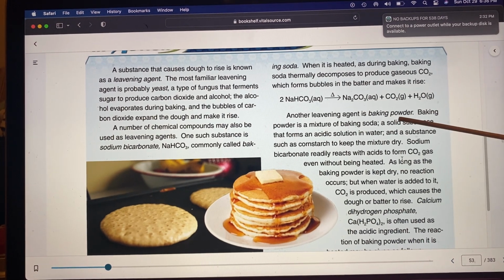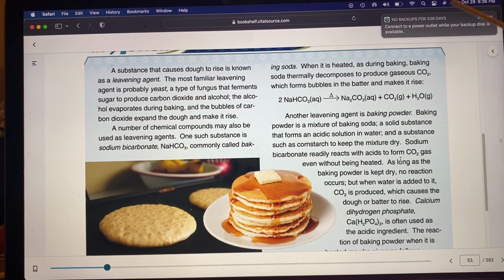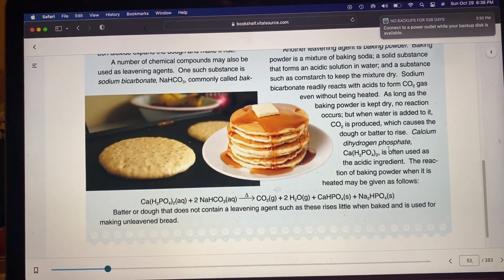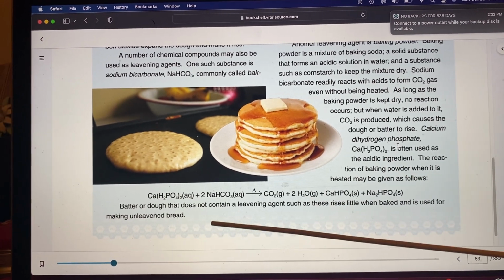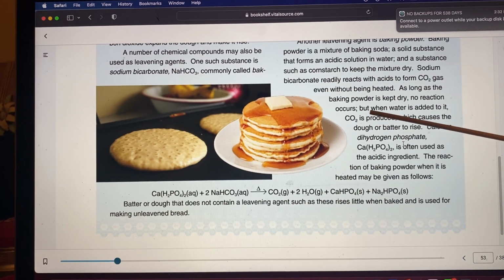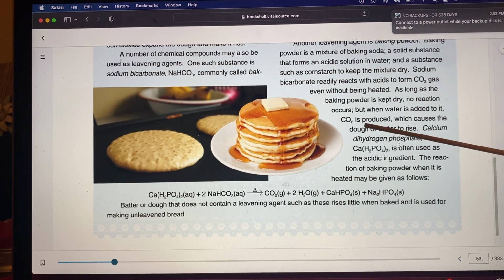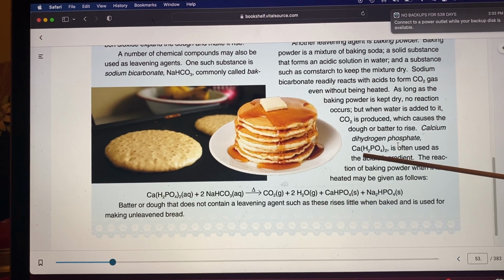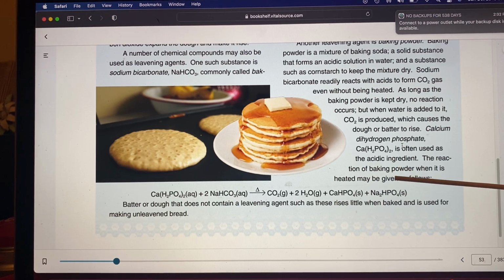Another leavening agent is baking powder. It's a mixture of baking soda, a solid substance that forms an acidic solution in water, and a substance known as cornstarch, to keep the mixture dry. So here, as we go through all of this, the decomposition would be listed here. When water is added to the baking powder, carbon dioxide is produced, which causes the dough batter to rise. And calcium dihydrogen phosphate forms, and it's often used as the acidic ingredient.